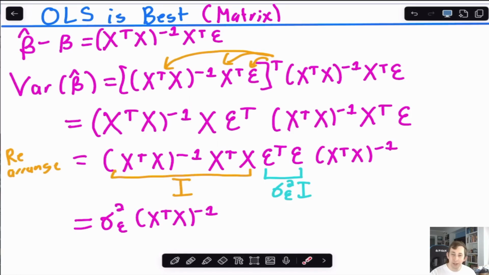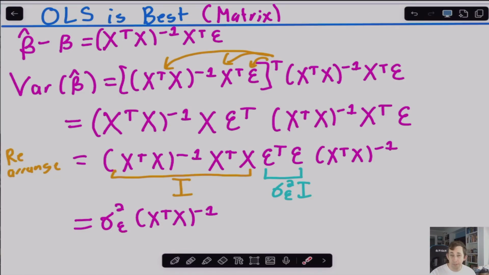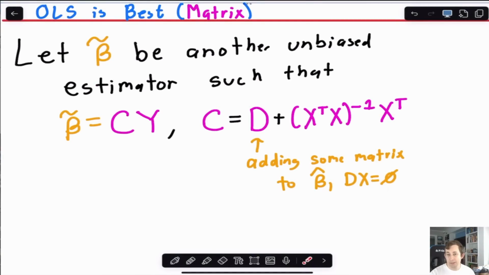Now what I need to do is show that this variance right here is less than or equal to the variance of any other linear unbiased estimator that I can cook up. So I'm just going to cook up some other linear unbiased estimator, C times y. I'm going to take beta hat and add some non-negative matrix D to that estimate. That's how I get C, and that's going to be my estimator, beta tilde.